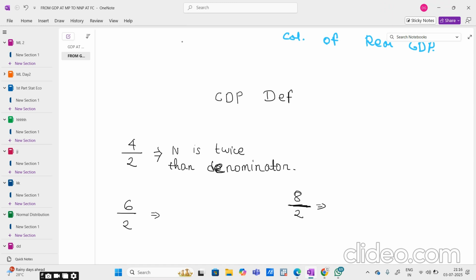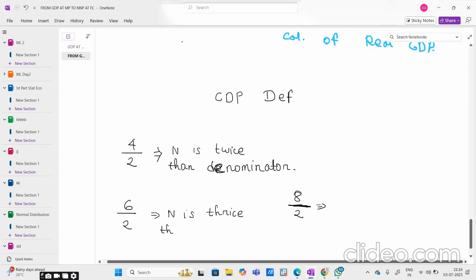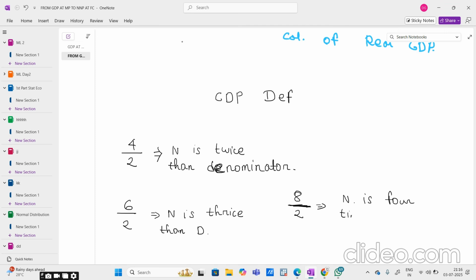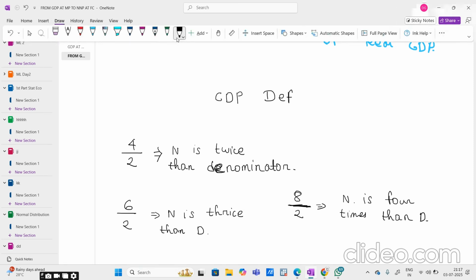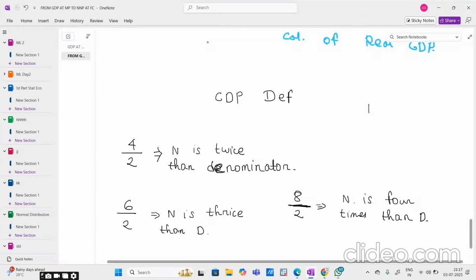What does 6 by 2 signify? The numerator is 6, so it is thrice, that is 3 times the denominator. What does 8 by 2 signify? The numerator is 8, that is 4 times 2, so the numerator is 4 times the denominator. So 6 by 2, 4 by 2, 8 by 2, all of these are basically ratios.